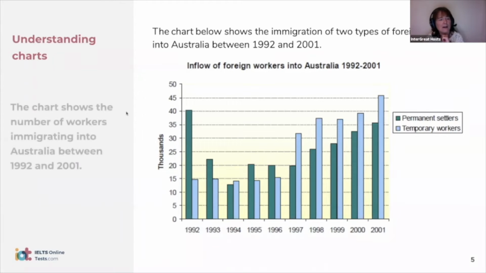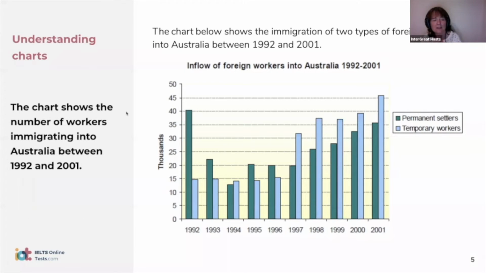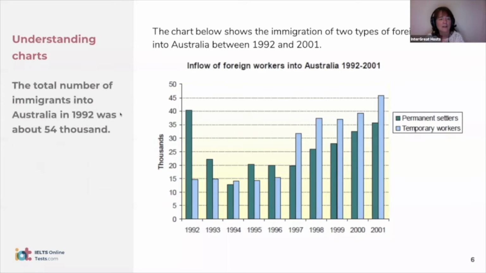Have a look at the second one. Is that correct or is it not correct? That one is correct. Yes, we're talking about the number. They're both workers, they're immigrating, and the time scale is correct. Remember we're talking about people coming into the country. How about the next one?